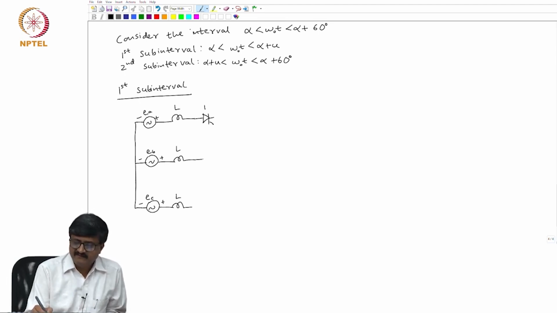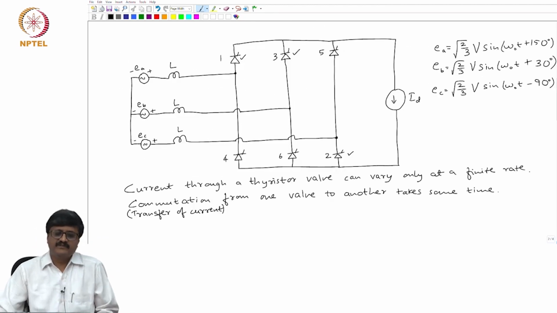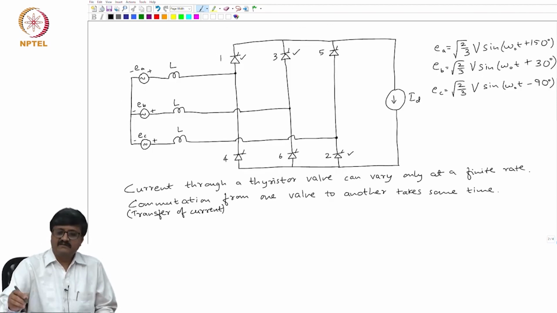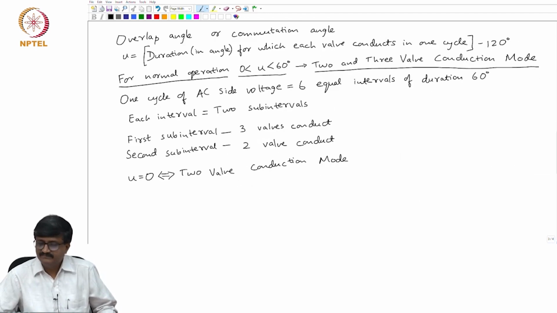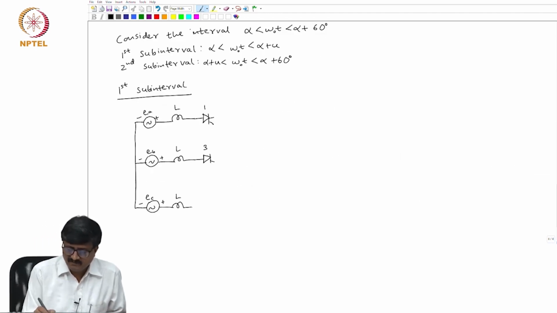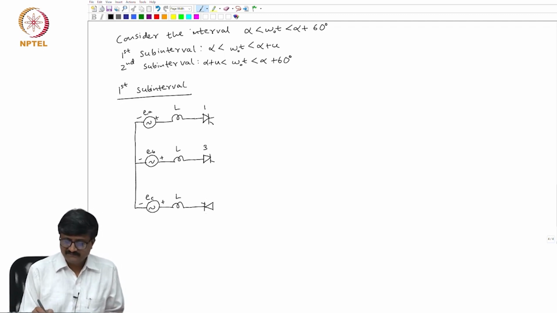Similarly, thyristor valve 3, you please refer to the original circuit. 1 is connected in series with EA, 3 is connected in series with EB, and there is one more thyristor, 2, that is connected in series with EC. But only thing is, now the direction as far as 2 is concerned is in the opposite direction. So, the current is entering the voltage source. Okay. So, this is 2.